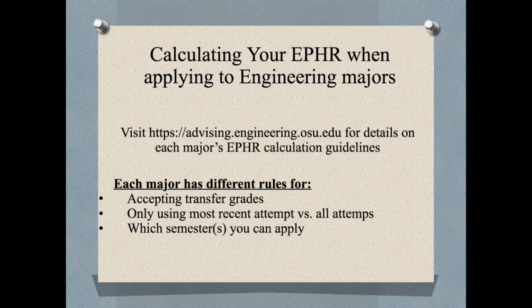If you want to calculate an EPHR for a different major within the College of Engineering, you'll need to double check which courses are considered in that major's EPHR. Each major also has different rules for whether or not they accept transfer grades, if you repeat courses, if they'll look at your most recent attempt only, or if they'll consider all attempts in your EPHR, as well as additional information such as which semesters you're allowed to apply. You can find all this information on the Engineering Advising website at advising.engineering.osu.edu.